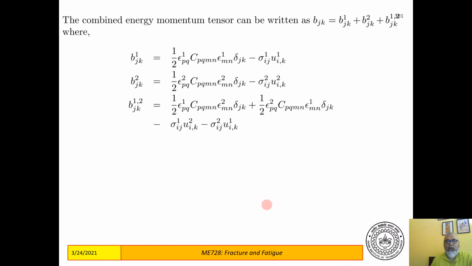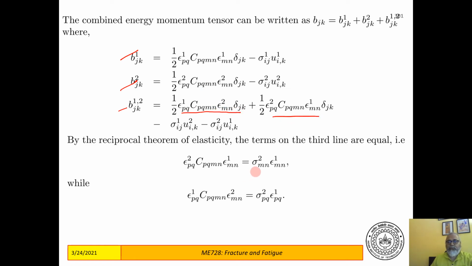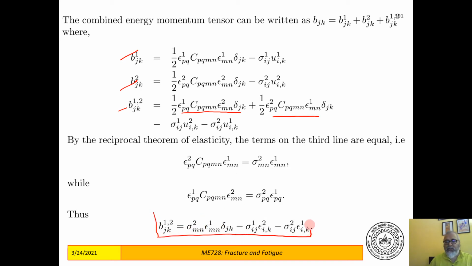So if you put all this together, this will be your bkj1, this will be bkj2, and this will be bkj12, out of which we have shown that this term and this term are actually the same. So bkj12 will become this. This is what I derived just now.